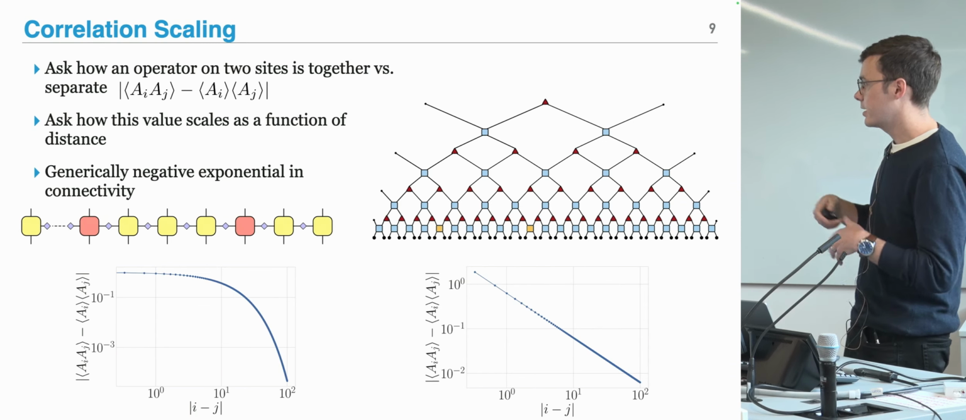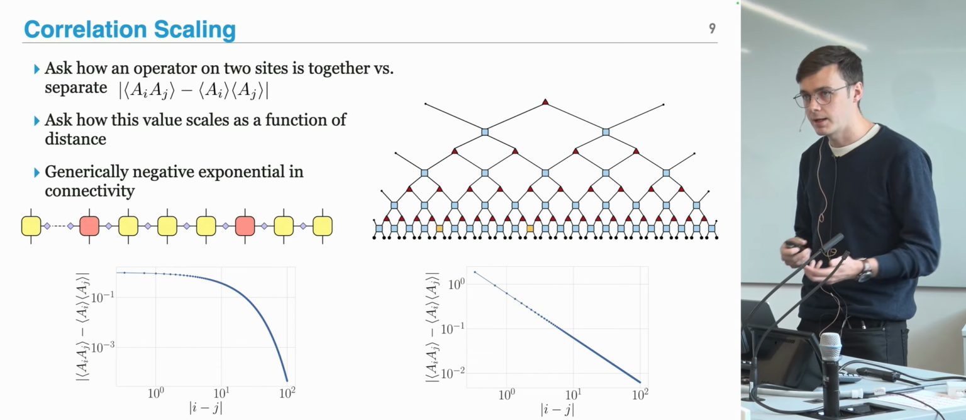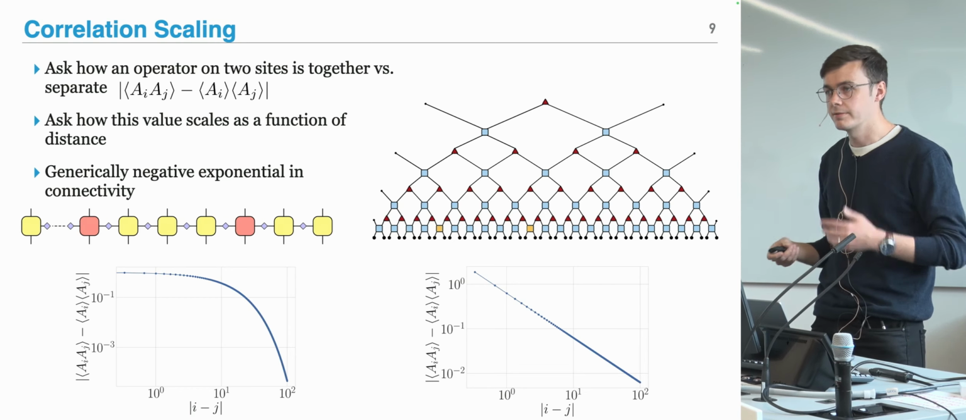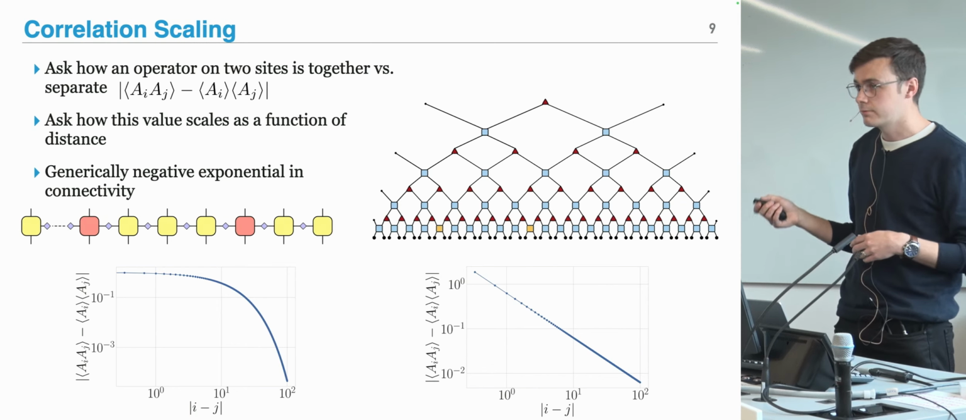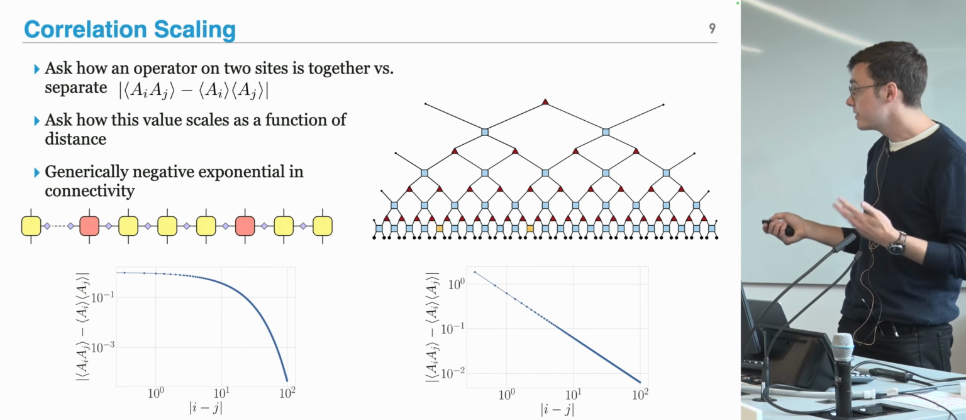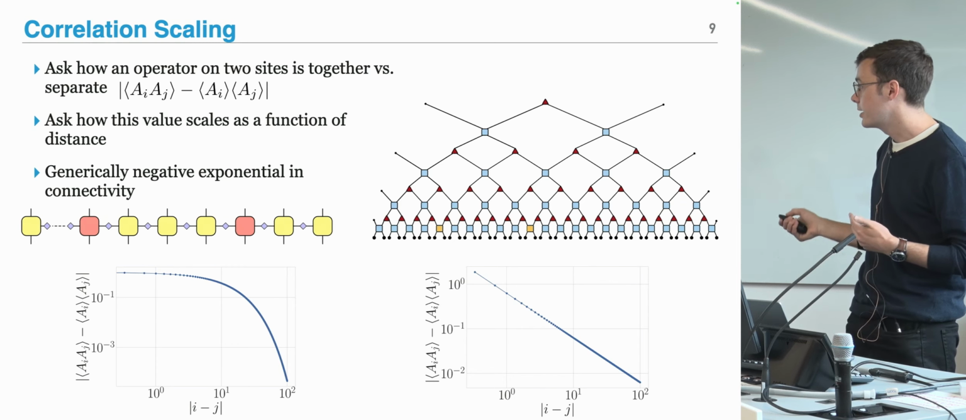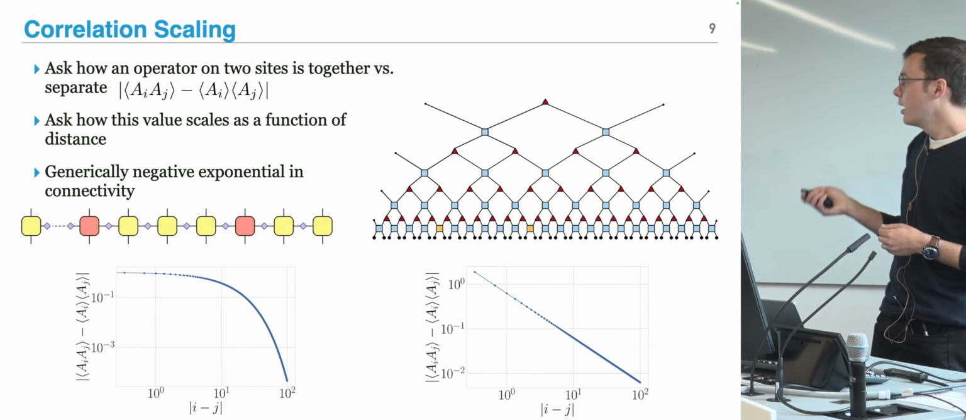Okay, so this is, roughly speaking, a way in which you can think about quantum states in terms of a short-range entanglement classification versus a long-range entanglement classification, and how you can represent these using tensor networks in a linear structure versus this hierarchical tree-like structure.